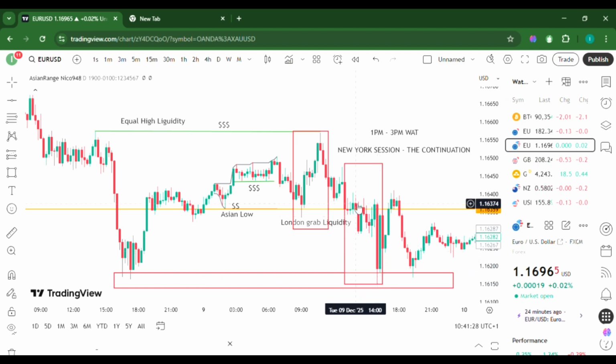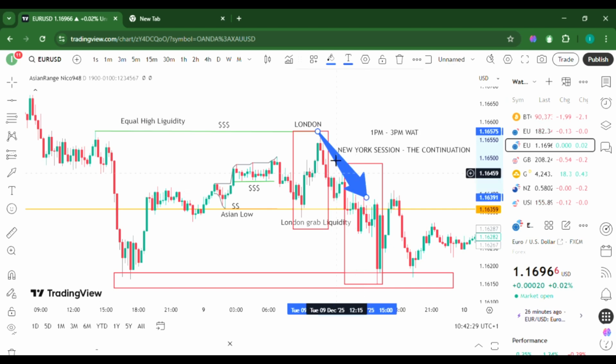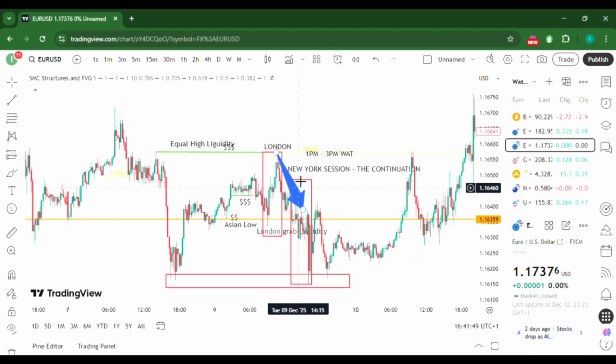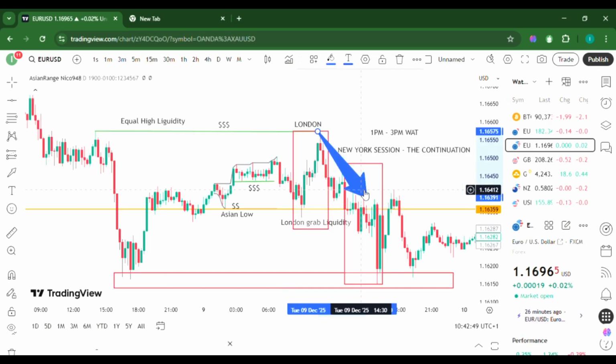Now, when it comes to the New York session, it does basically two things. One is to continue from the London trend, as you can see here, where the London session started, or to grab liquidity before continuing. These are the two basic things the New York session does. This is a push to the demand zone. So this continuation is what smart traders catch.